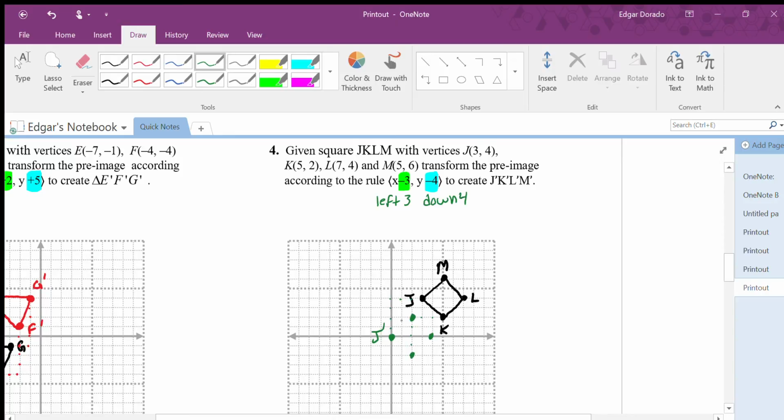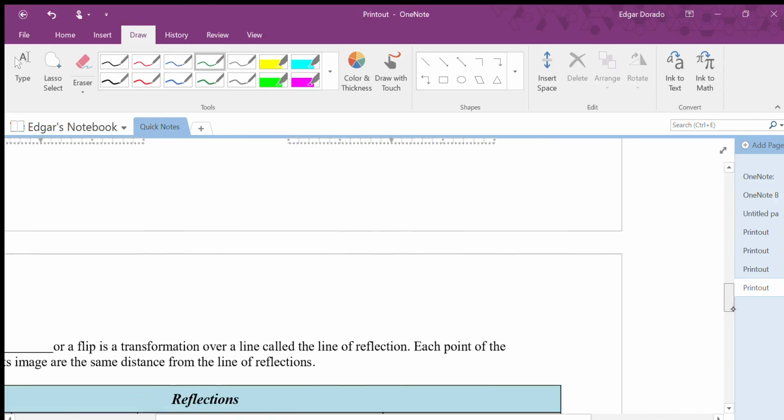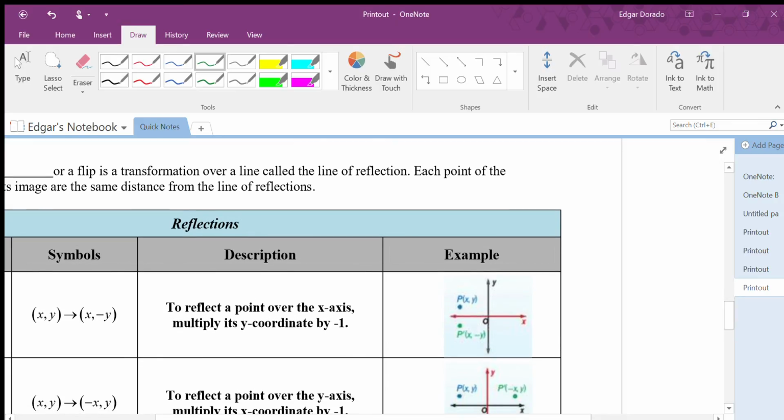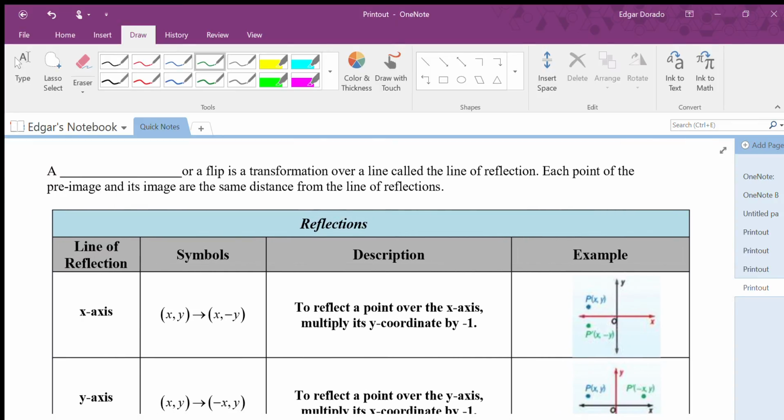So this is my new image, and this is J prime, K prime, L prime, and M prime. That is exactly what your figure should look like. Alright, so we had a pre-image, which was my black figure. We went according to our rule, which told us to go left 3 and down 4, and we end up with our new image, which was J prime, K prime, L prime, and M prime. Alright, so I think that is enough for translations.